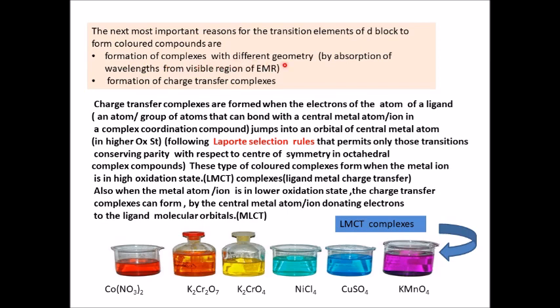You can see that cobalt nitrate will be reddish in color, but cobalt chloride, cobalt tetrachloride, will not be reddish. It has a different color. Now why is this so? That we will soon see when we learn about the complex compounds in detail.